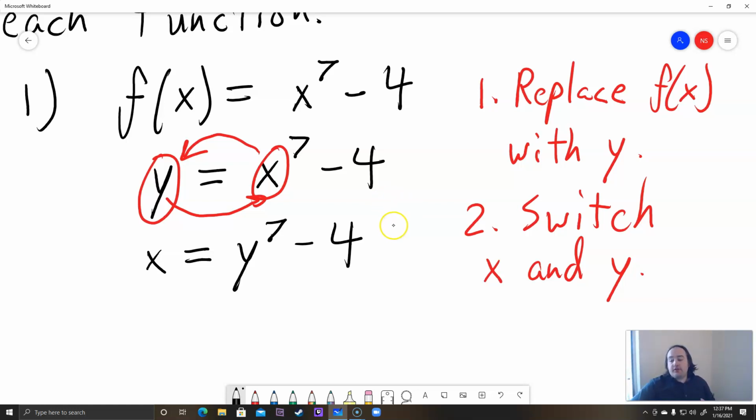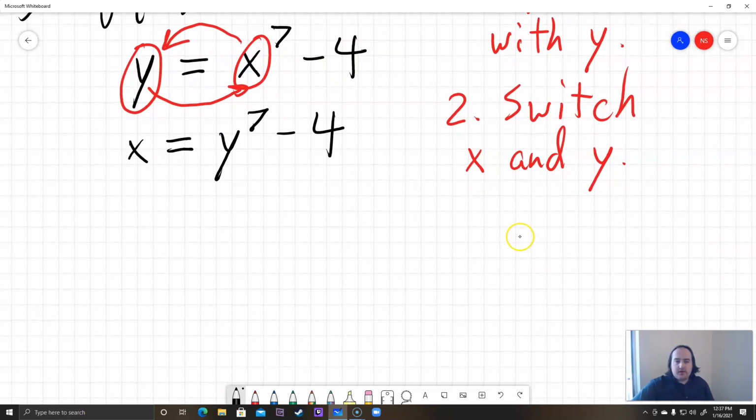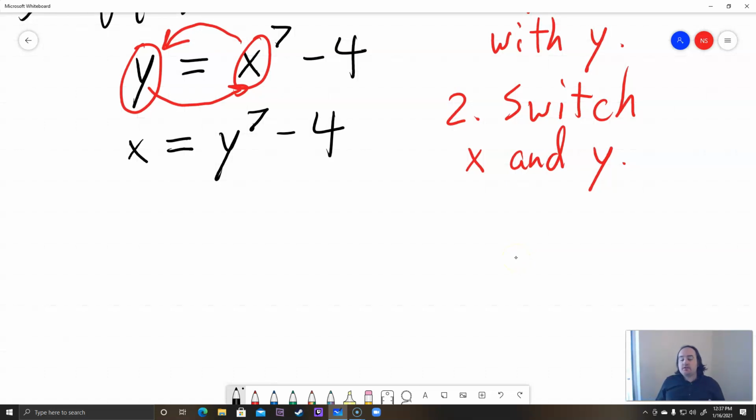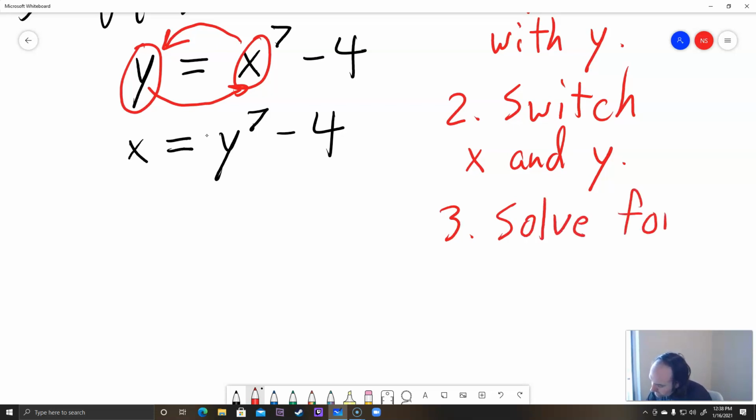All right, now the third step is probably the hardest step. For your third step, what you want to do is actually solve for the new y. Because we've switched x and y, remember when you have an equation, you always want to isolate y. So our third step is to solve for y. This is actually a new y, by the way. This new y, when we solve for it, is actually going to be our f inverse. Okay, so step 3, solve for y.